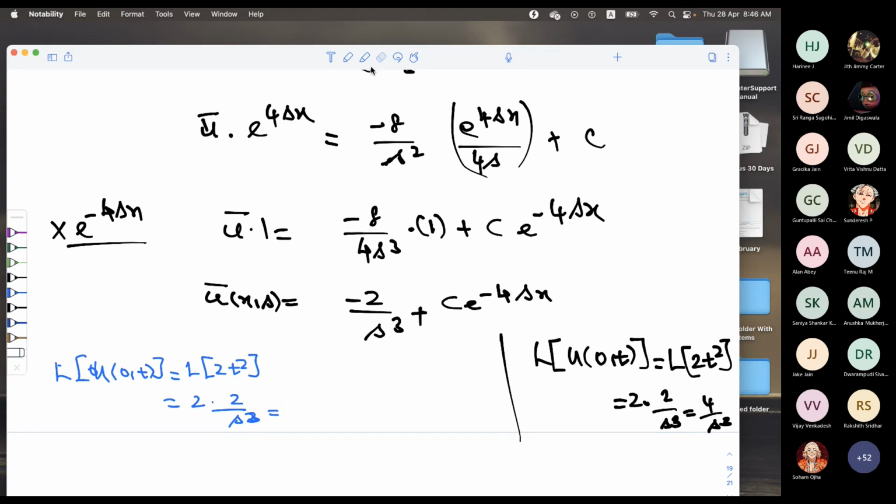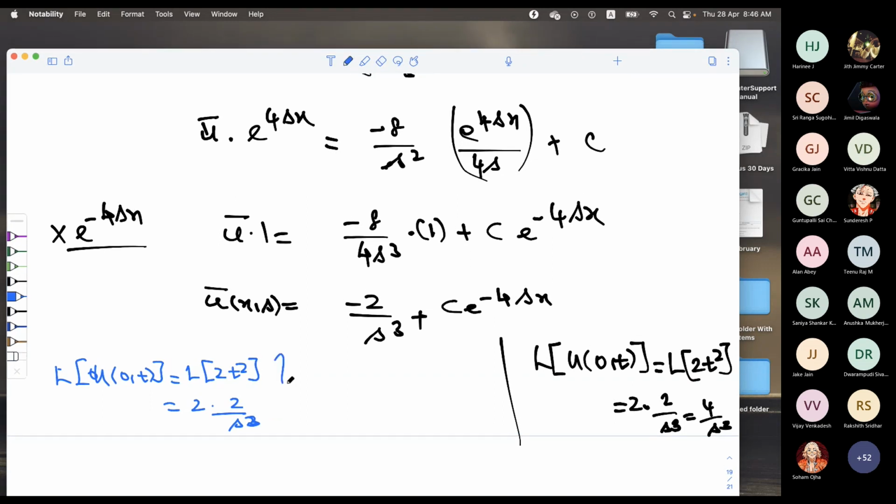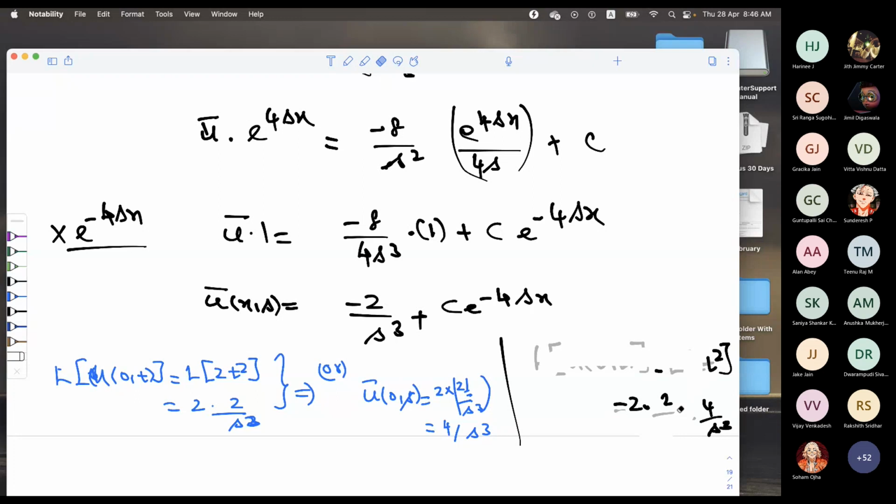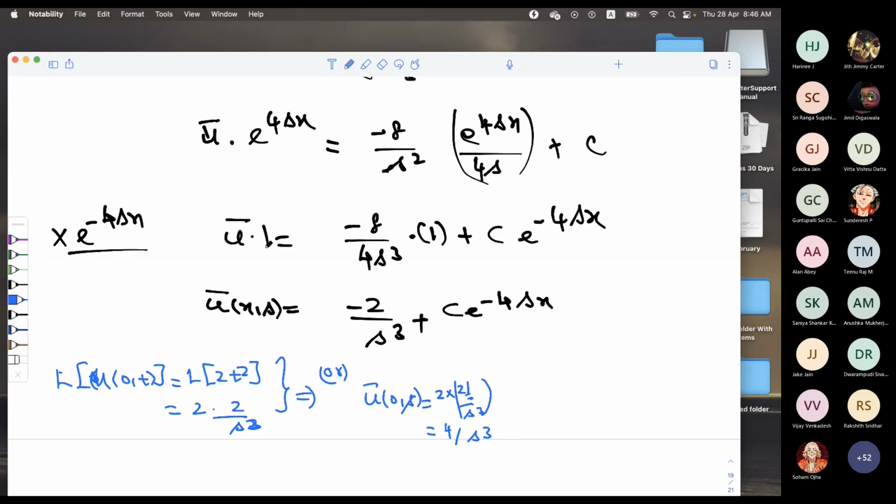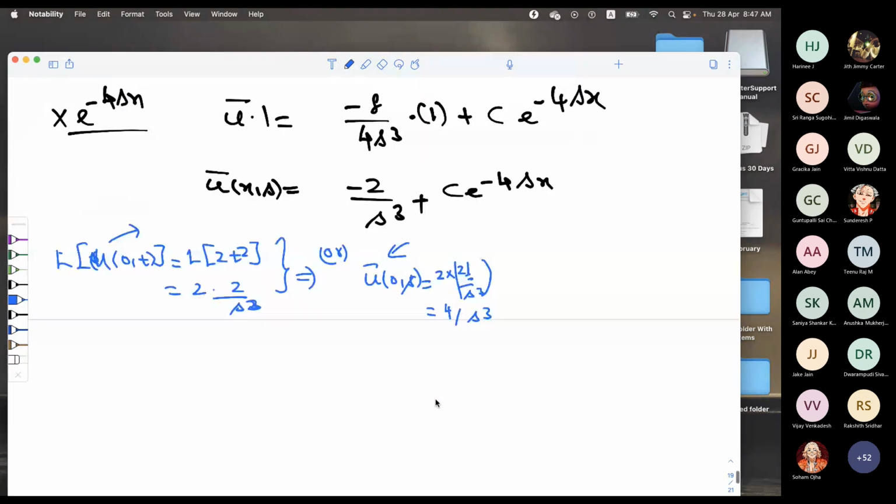Or can be written in this way or another form. In this way, u bar of 0 comma s, because it is a Laplace transform I applied, right? Laplace transform of u(0, t), meaning x comma t, becomes x comma s, where x is 0. It is nothing but 2 into 2 factorial divided by s cube, so overall it is 4 divided by s cube. So we are writing it in two different manner, just notation wise. Okay, that's all. Come back to the problem.